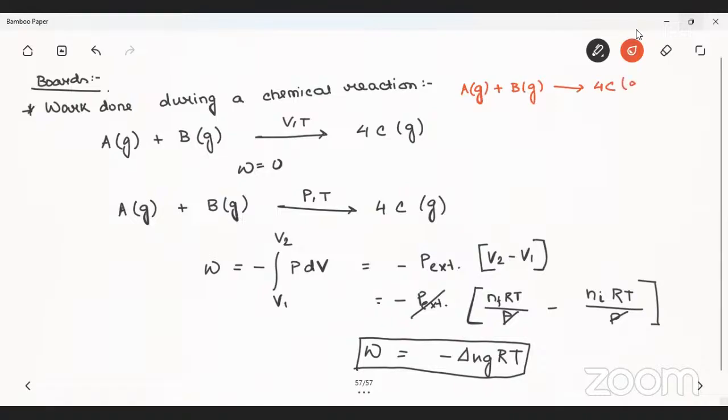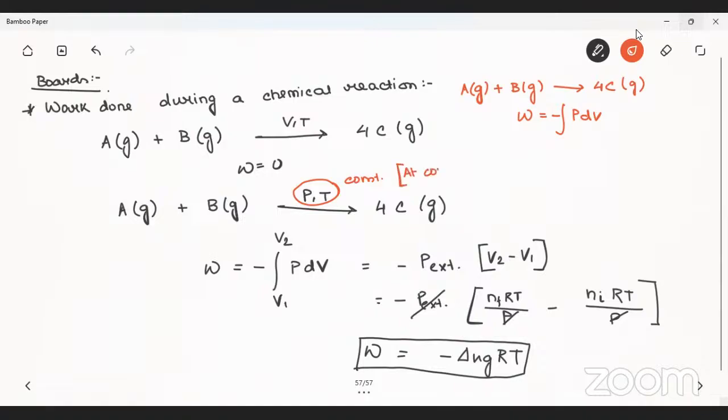What I told you yesterday, what is the general formula for work done? This is the general formula for work done. W is the work done, P is the external pressure, dV is the change in volume. I have started the derivation by assuming that the reaction takes place at a constant temperature and pressure. Under these conditions, the ideal gas law can be used.